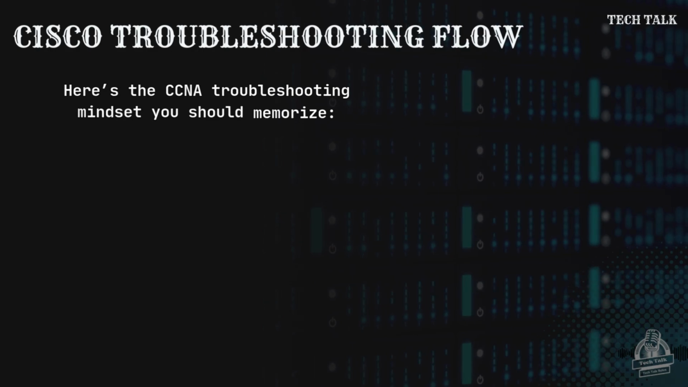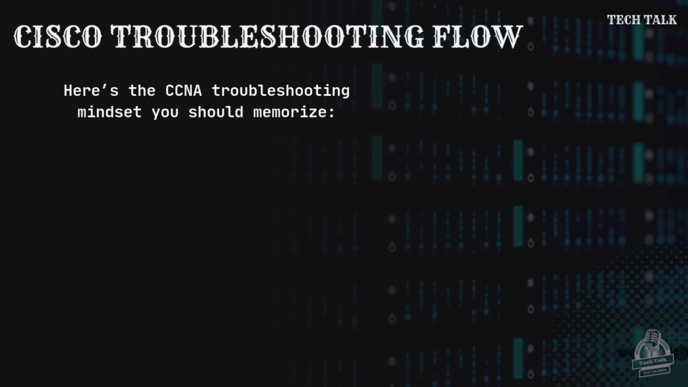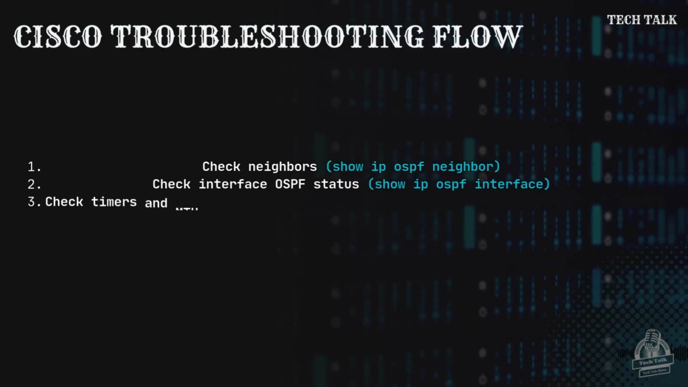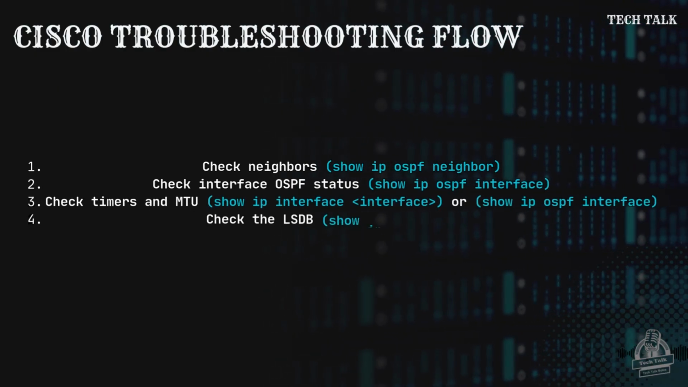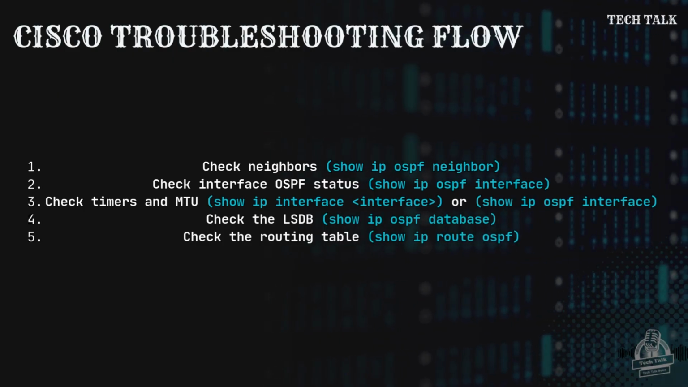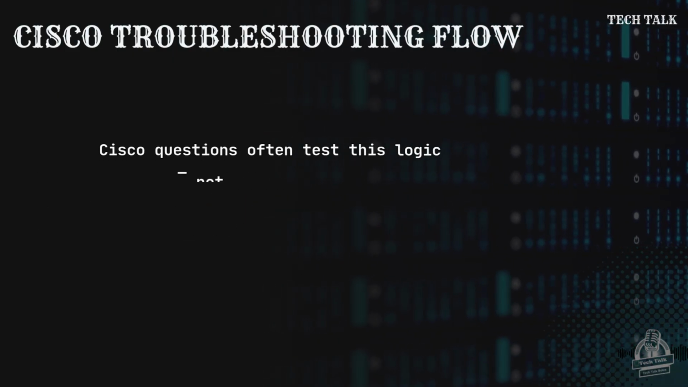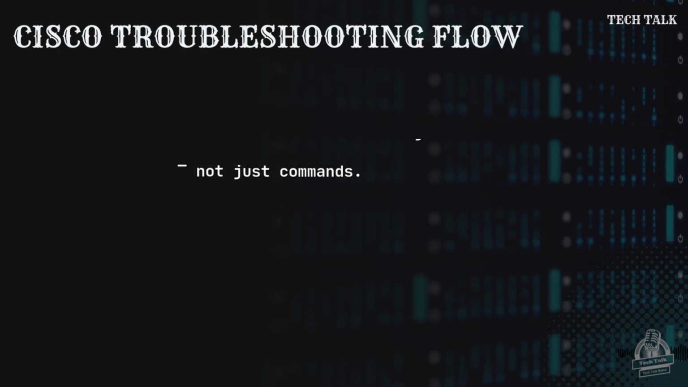Here's the CCNA troubleshooting mindset you should memorize. Check neighbors, check interface OSPF status, check timers and MTU, check the LSDB, check the routing table. Cisco questions often test this logic, not just commands.